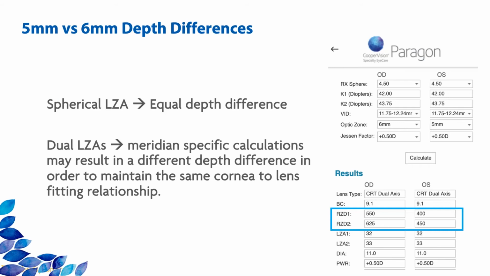However, if you had a dual axis or dual landing zone angle specified in your 6mm lens design, the 5mm lens design is going to be meridian specific, and the calculations for it will be meridian specific as well. So for those lenses that have dual LZAs, you might notice a difference in the RZD difference in the 5mm. Again, this is to deliver that same exact fitting relationship that you've always relied upon in the 6mm lens design, but something to note that you will see slightly different changes between our 5mm and 6mm results for the same patient with the same RX.